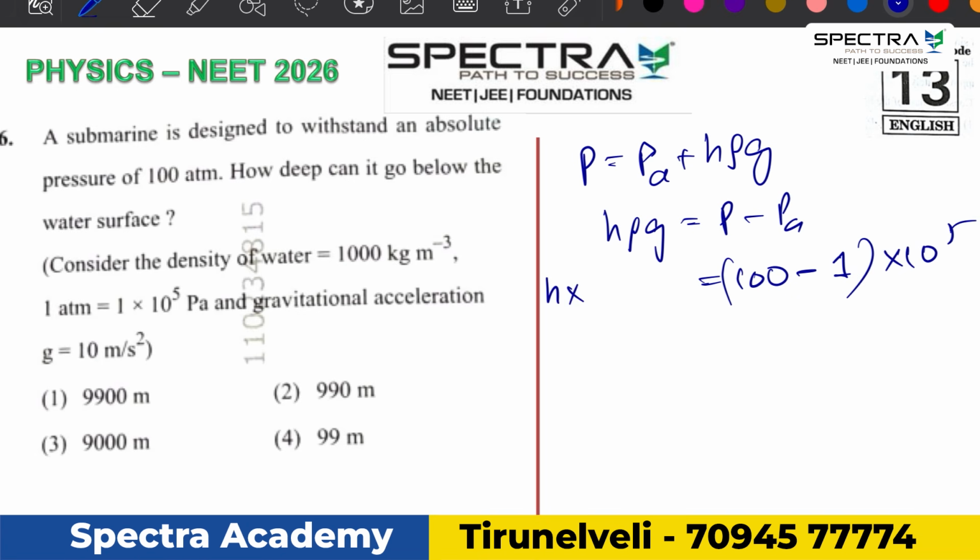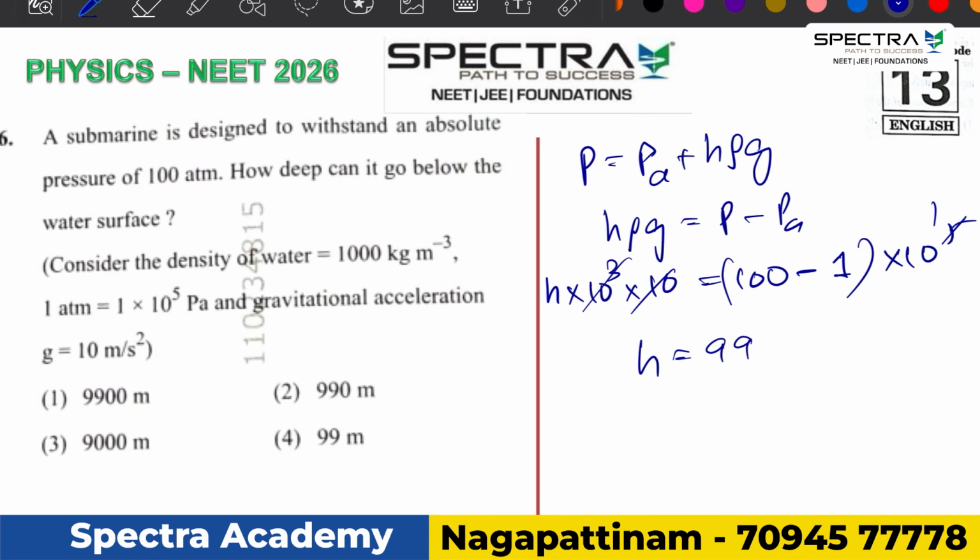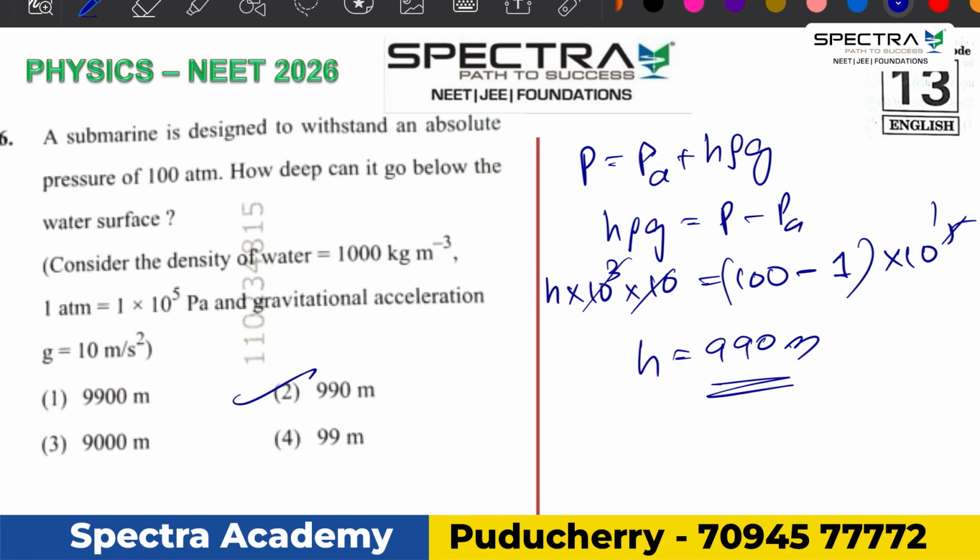So H we have to find. What is the density of the water? 10 power 3, g is 10. So 10 power 3 I can cancel, students, because it is 10 power 1 term. So H is equal to 99 into 10, which is equal to 990 meter. Option 2 will be the right answer.